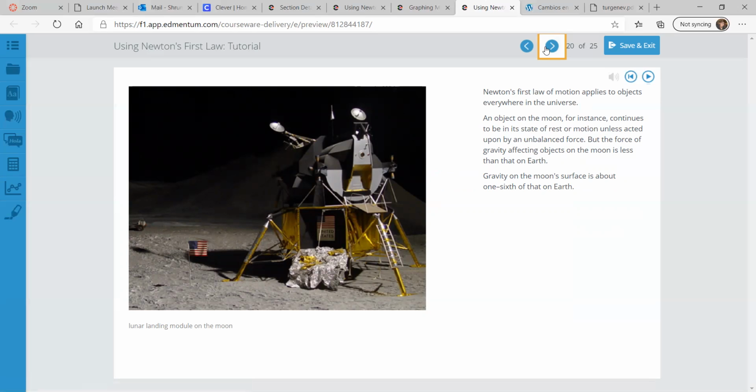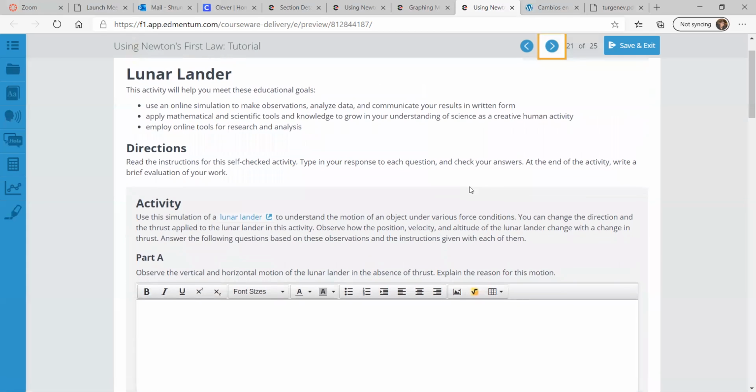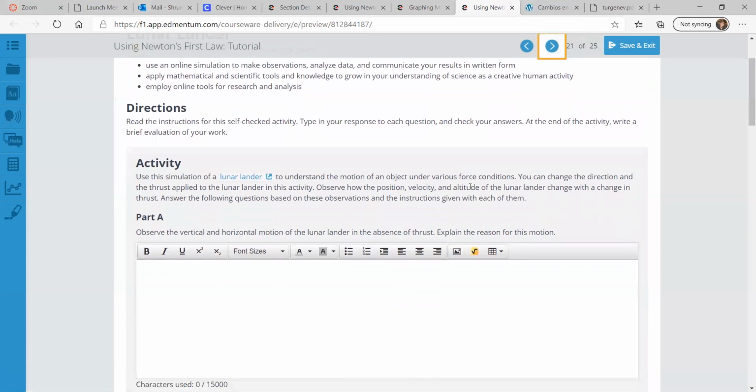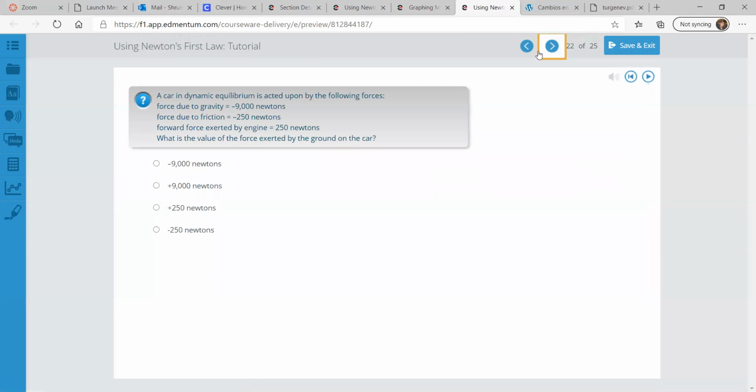Newton's first law of motion applies to objects everywhere in the universe. An object on the moon, for instance, continues to be in its state of rest or motion unless acted upon by an unbalanced force, but the force of gravity affecting objects on the moon is less than that on Earth. Gravity on the moon's surface is about 1/6 of that on Earth. Here we have a lunar lander activity simulation. I encourage you to look at that.